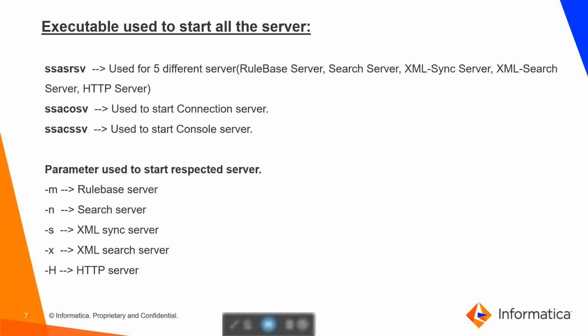So you have to specify parameters so that the engine knows which server you want to start. If you give SSA SRSV -m, you are starting the rule-based server. If you give -n, you are starting the search server. If you specify -s, you are starting the XML sync server, -x is for the XML search server, and -h is for the HTTP server.